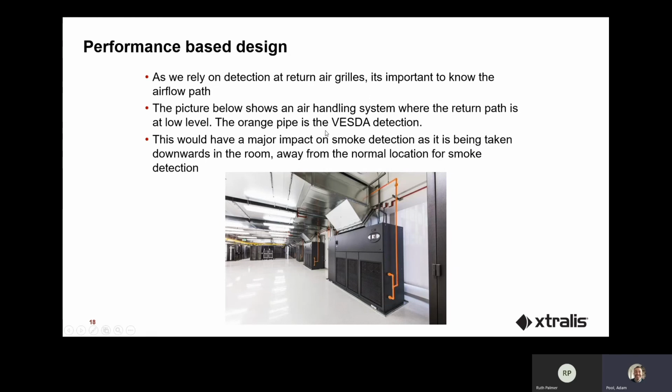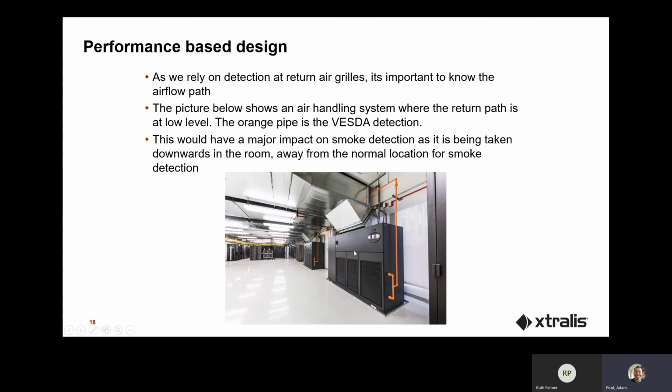The picture below shows an air handling system where the return air path is actually at low level. It's quite an unusual one, but not completely uncommon in data halls. And what we've got here, it's not a very clear picture, but here are the server cabinets down here.